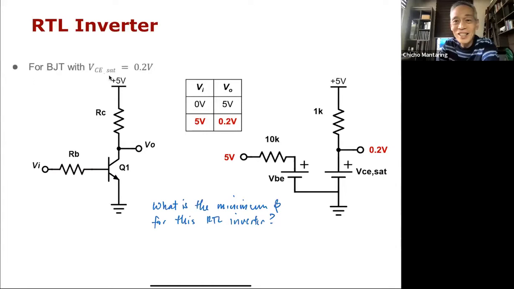Okay. Ano yung sagot, Albert? No. I'm asking for the minimum, not a value that will work, no. I'm asking ano yung minimum beta para itong transistor na to, itong transistor na to will act as an inverter for RC equal to 1K and RB equal to 10K.